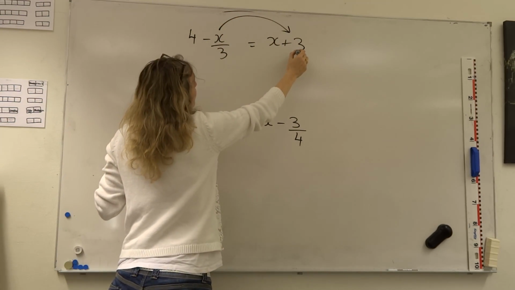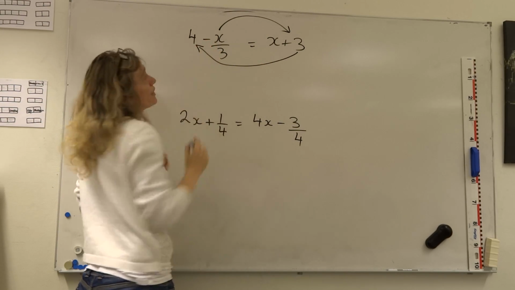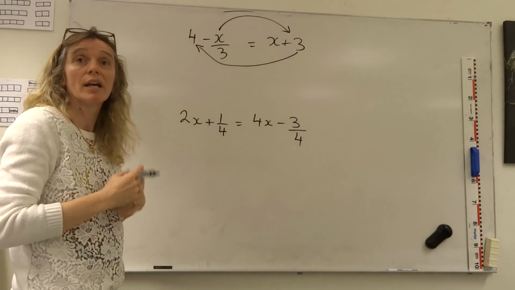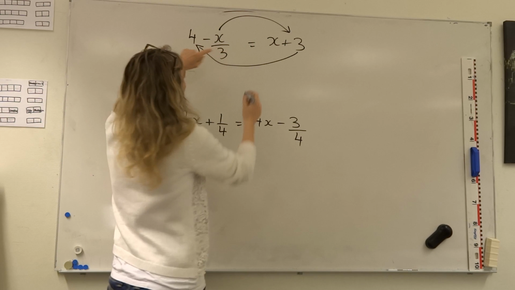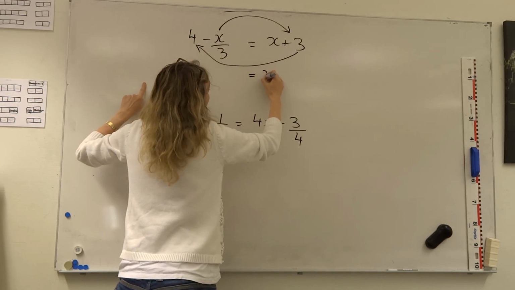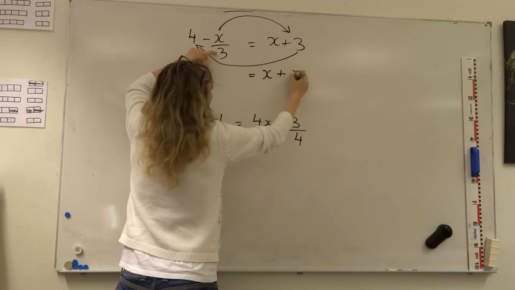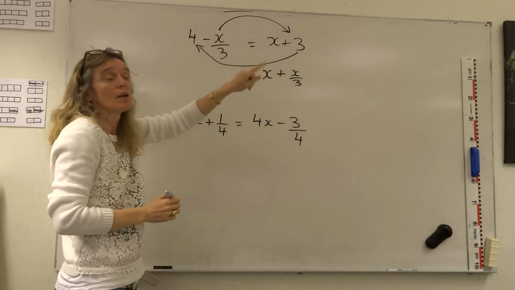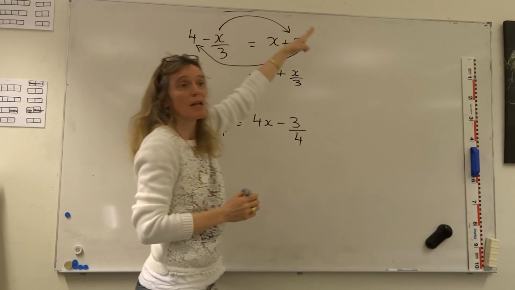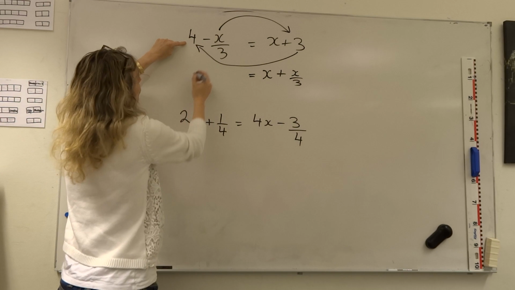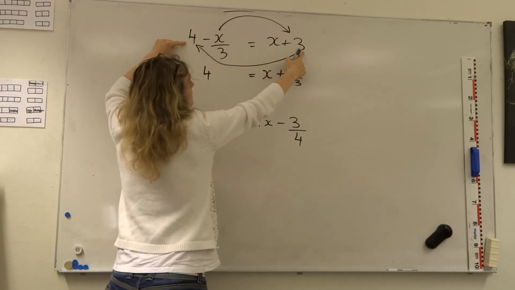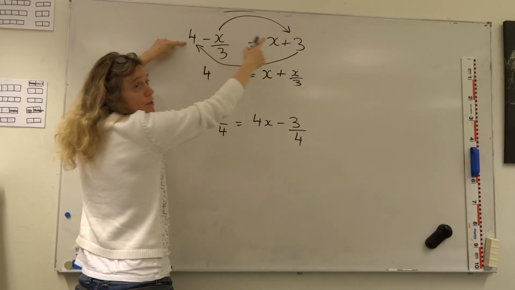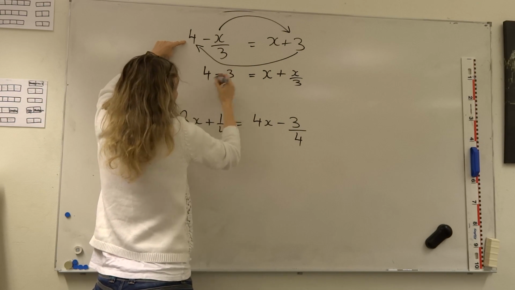So all the x's are on one side and all the numbers are on the other. So the plus 3 is going to move over and change sign. So we get on this side, start with that, x plus x over 3. Minus x over 3 becomes plus when we move it to the other side. The 4 on this side now has to get 3 taken away from it. The 3 moves over and becomes minus 3.